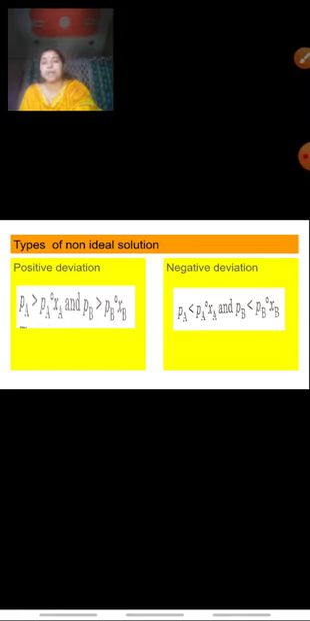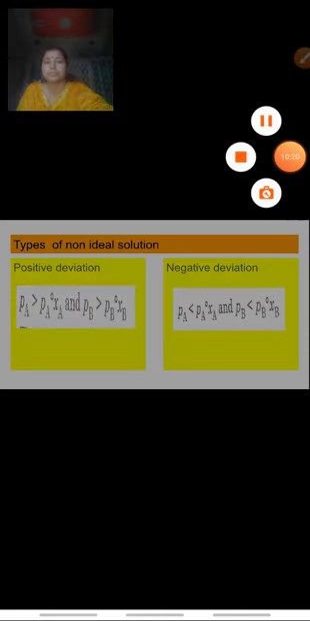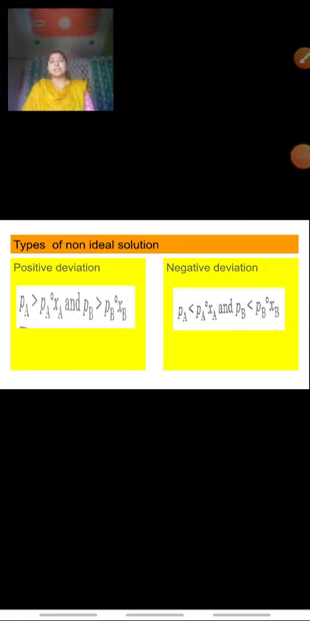Now coming to a non-ideal solution showing positive deviation. In case of positive deviation, PA, that means the partial vapor pressure of component A in the solution, is greater than that of its pure component and its mole fraction. Similarly, PB is greater than P naught B chi B. Now children, when does this happen? It happens only when the forces of attraction between components AA and BB are not equal.